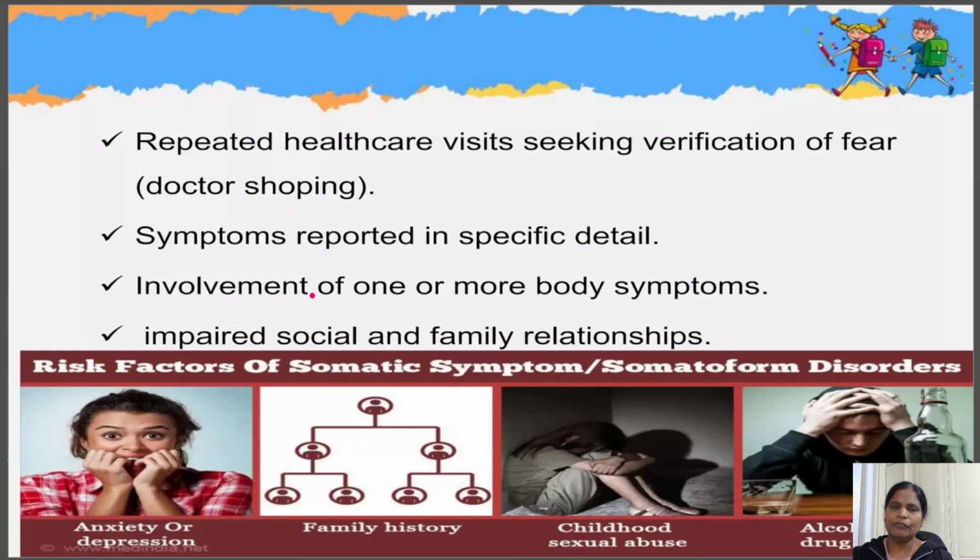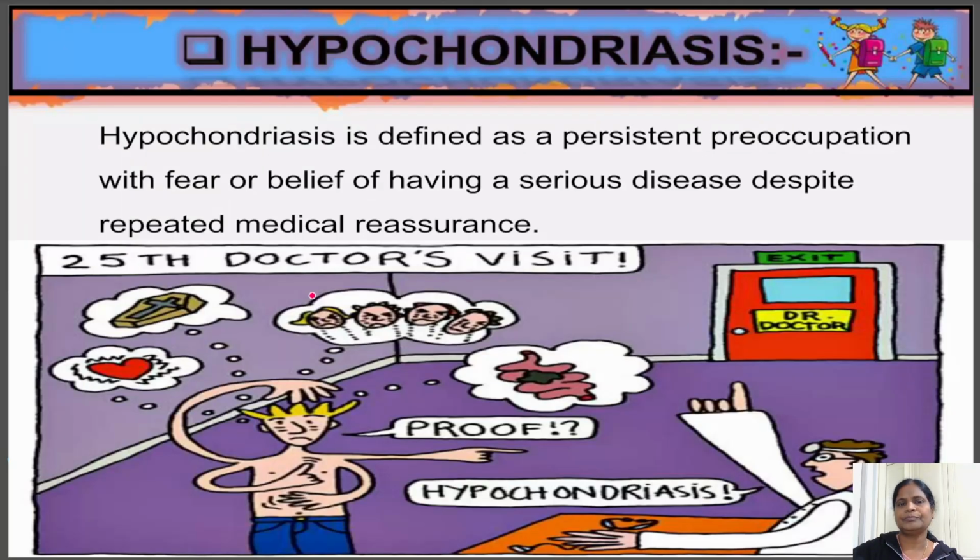Then apart from that, there is involvement of one or more body symptoms. Whenever we say they are suffering with some form of psychiatric disorder, we need to understand that under diagnostic criteria there will definitely be impairment in their social functioning, family relationships, as well as occupational functioning. When they reach this level only, they will be coming to psychiatric consultations or hospitals. So this is all about somatization disorder.